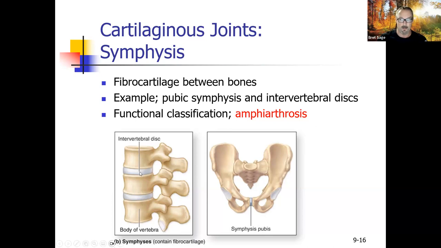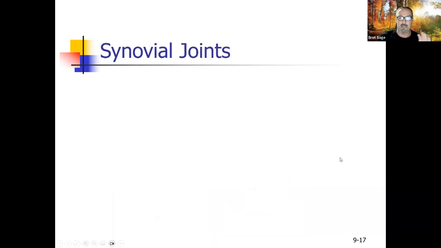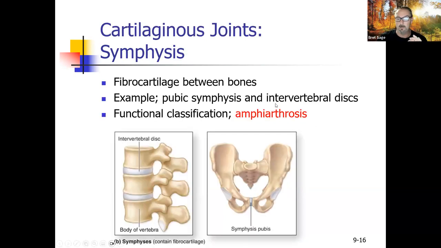You may have heard of this, a slipped disc or a disc that's removed so you can fuse two vertebrae. This is not really possible in the other kind of cartilaginous joint, only possible here. And amphiarthrosis, meaning this is a little bit different, a little bit of motion permitted because the vertebrae do move relative to each other a lot more even than your ribs move relative to your sternum. I think it's a matter of degree, but that's what they say.